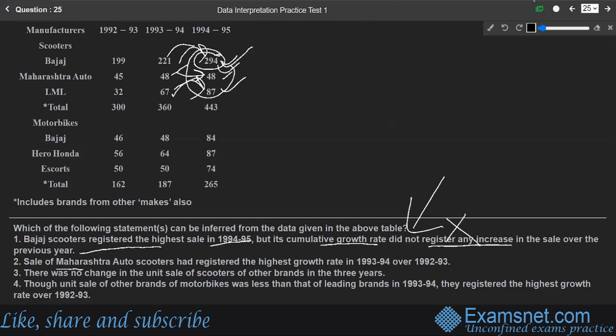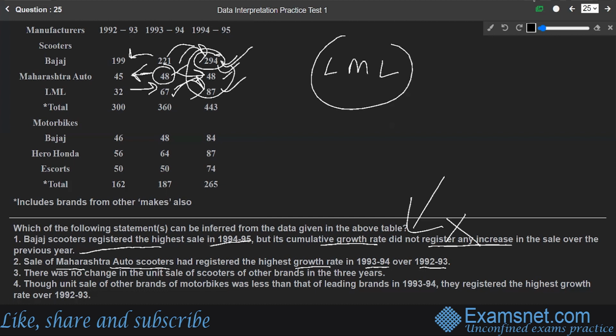If we see statement number 2, sale of Maharashtra auto scooter had registered the highest growth rate in 93-94 over 92-93. Let us check for Maharashtra auto scooter for 93-94. Maharashtra auto scooter 1994 is 48, and the previous year it was 45. He is saying that this has registered the highest growth, and the earlier ones were 199 to 221, 32 to 67. In the first question itself, we found out that for LML the percentage growth rate was highest. So this statement is also wrong. It's not the Maharashtra auto, but rather the LML that has registered the highest growth, growing from 32 to 67. So this statement is also false.